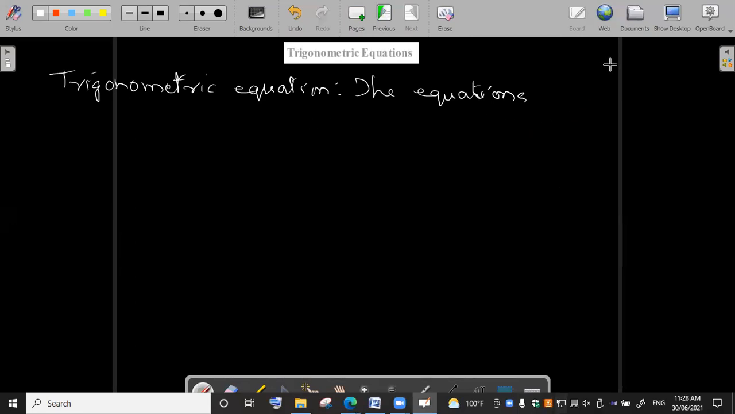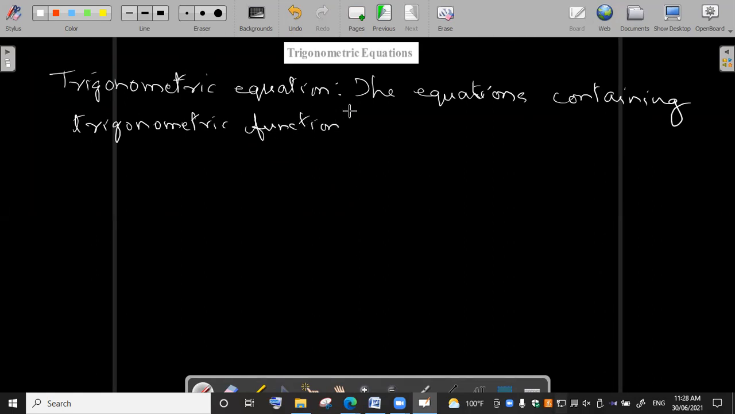Trigonometric equations are the equations containing trigonometric functions. Containing trigonometric functions sin theta, cos theta, tan theta, any function out of the six functions, containing trigonometric functions of unknown angles. These angles we have to find. That is why it is an equation. We are going to solve it to get the unknown angle.